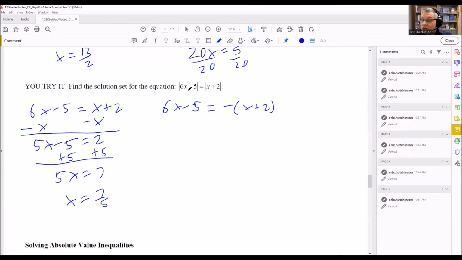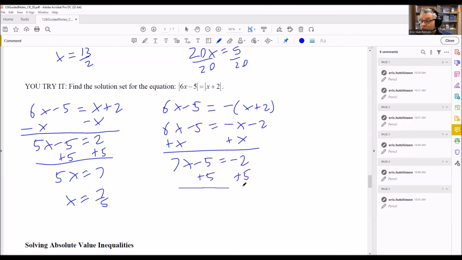Now the other side, we first want to distribute the minus sign, so -x minus 2. And now we're going to solve for x. So we're going to add x to both sides this time. 7x minus 5 equals -2. Now we add 5 to both sides and get 7x equals 3. Divide both sides by 7. Our answer is going to be 3/7.